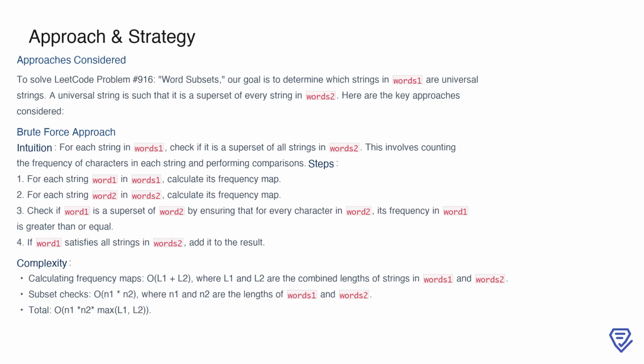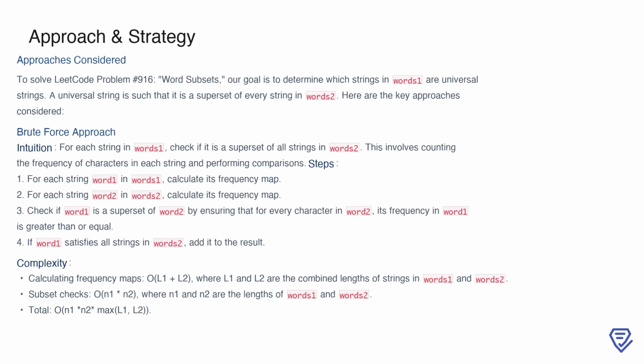If it does, we include it in the result. However, this approach has a significant computational cost. Calculating frequency maps for all strings takes time proportional to their combined lengths, while checking all pairs of strings involves a nested loop, making it expensive as the input size grows.